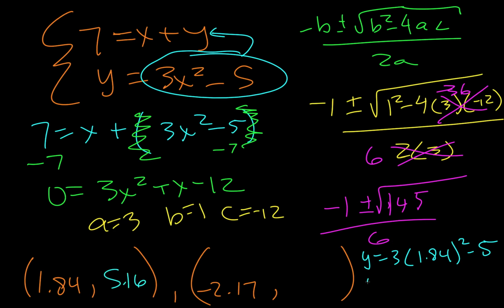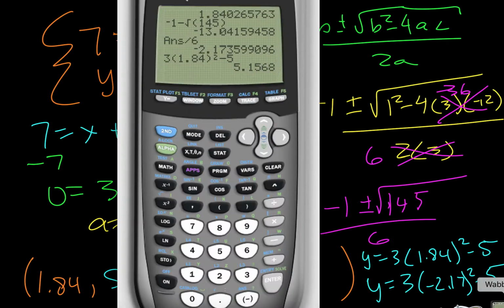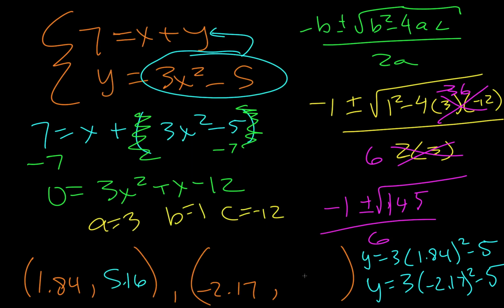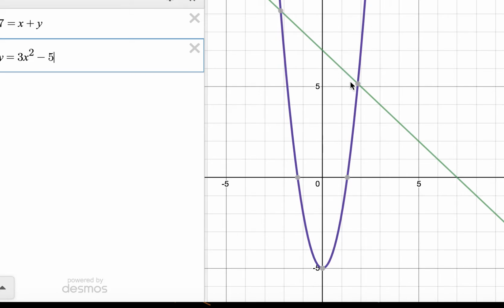And then we do y equals 3 times -2.17 quantity squared minus 5. Go back here. We can actually say second entry and just change this to 2.17. Then I'll insert a negative and enter 9.126. Okay, actually 9.13. Let's do that. Okay, now we're going to go to Desmos and graph this, which is this situation.